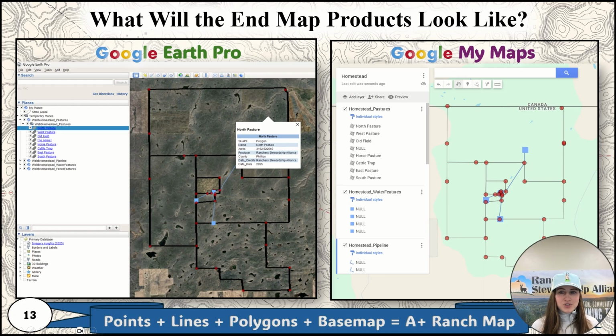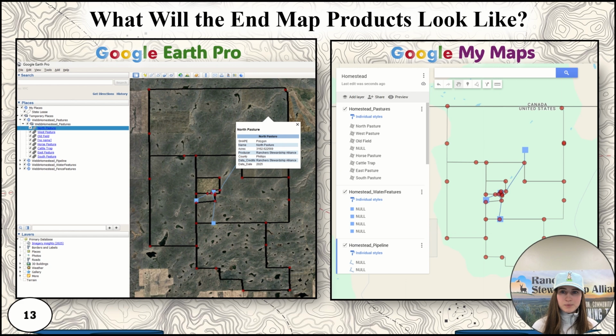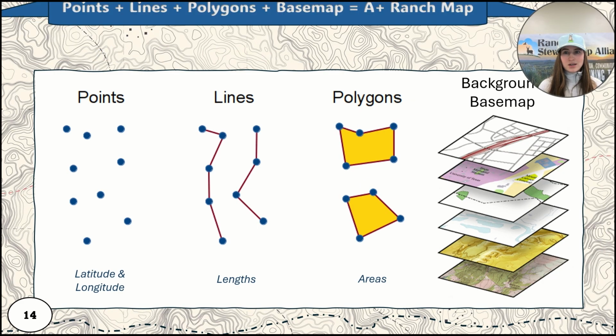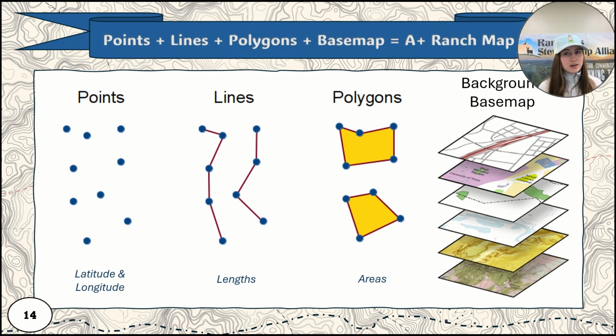So, for example, in these two images, I use polygons to represent my pastures, I use points to represent my gates and stock tanks, and I use lines to represent my pipelines. So, if points, lines, and polygons on a base map are the backbone of a good ranch infrastructure map, this is really where we're going to start.